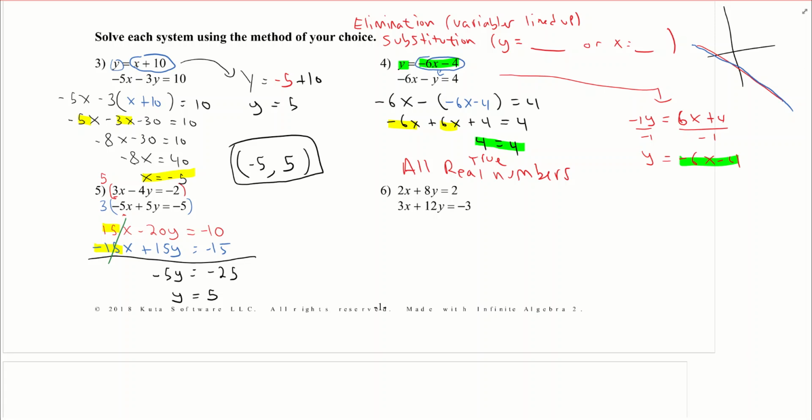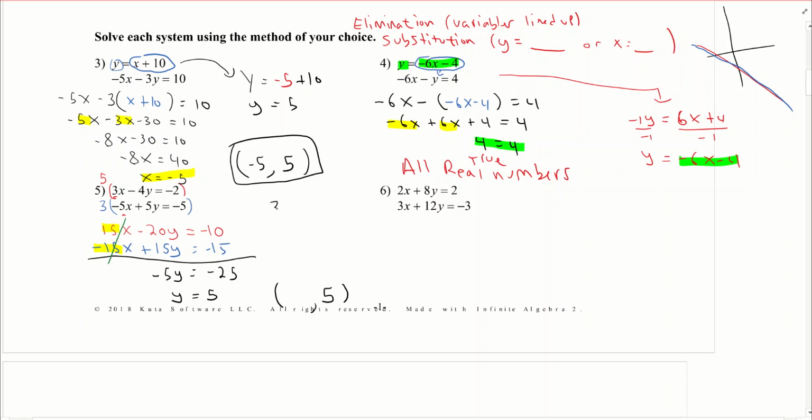And again, it's tempting to stop there and be like, yay, I'm done. But remember, we're looking for a point. We just found the y coordinate of that point. We need to find the x as well. So we take our answer and we go back to one of the original equations, or any of these equations up here really, and we're going to plug in 5.